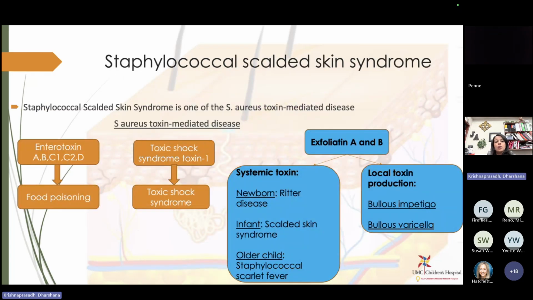There are different types of toxins which can cause different skin conditions, and we're specifically talking about staphylococcal scalded skin syndrome, which is caused by exfoliative toxin A and B, and that manifests as different diseases. In the newborn, Ritter's disease. In the infants, you have the scalded skin syndrome. In older children, you have staphylococcal scarlet fever. Bullous impetigo and bullous varicella are local toxin production as well.